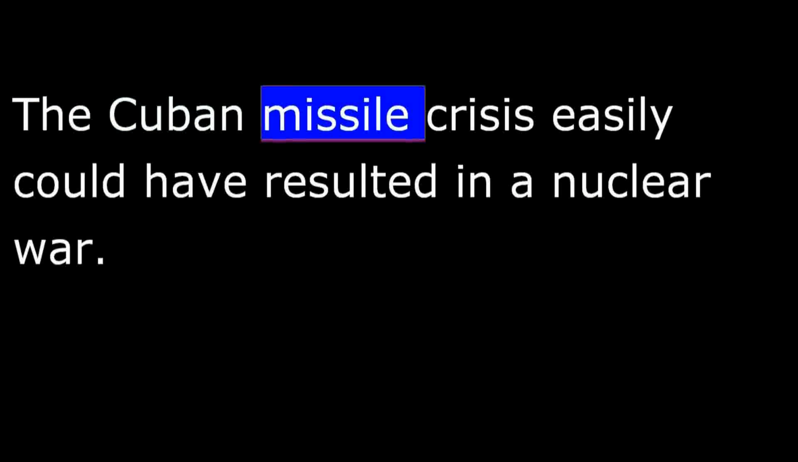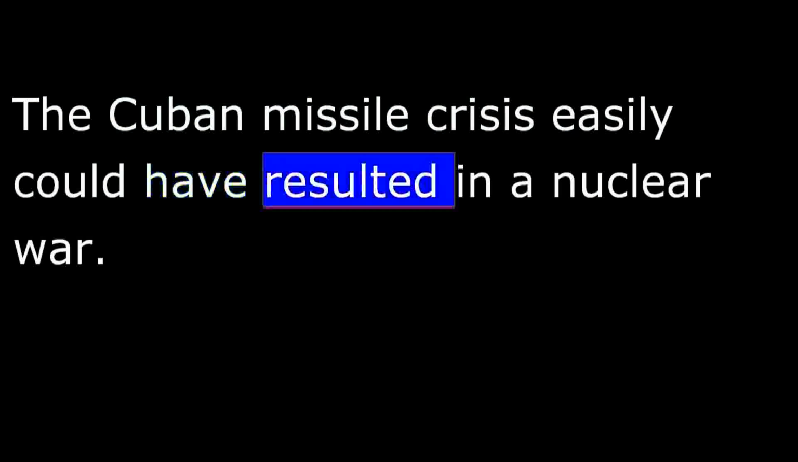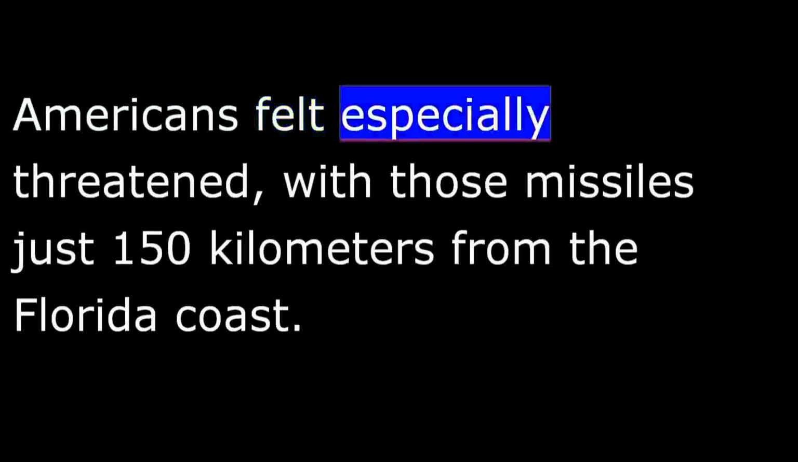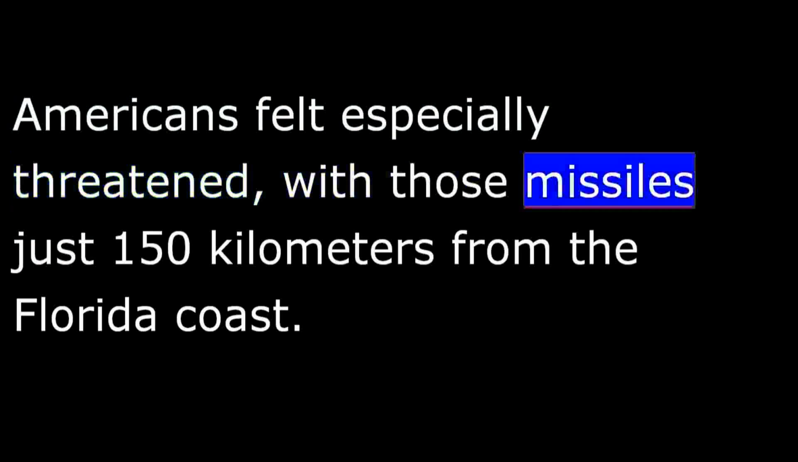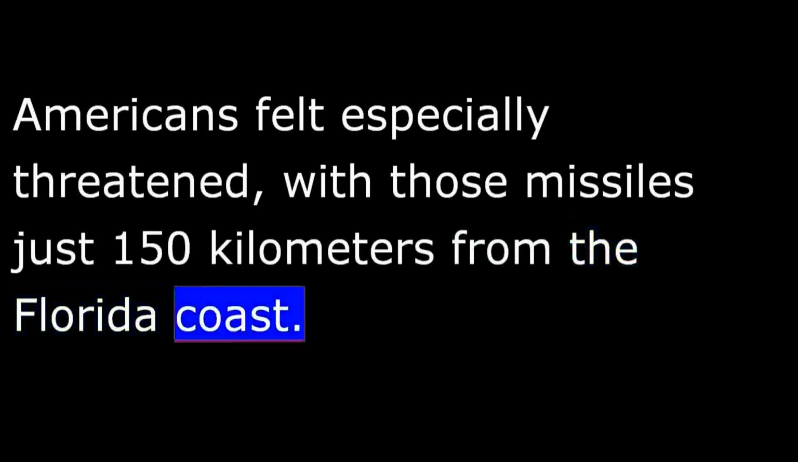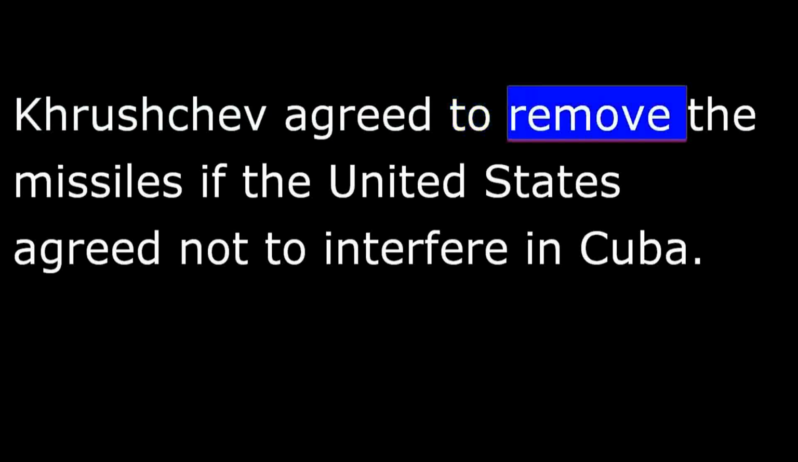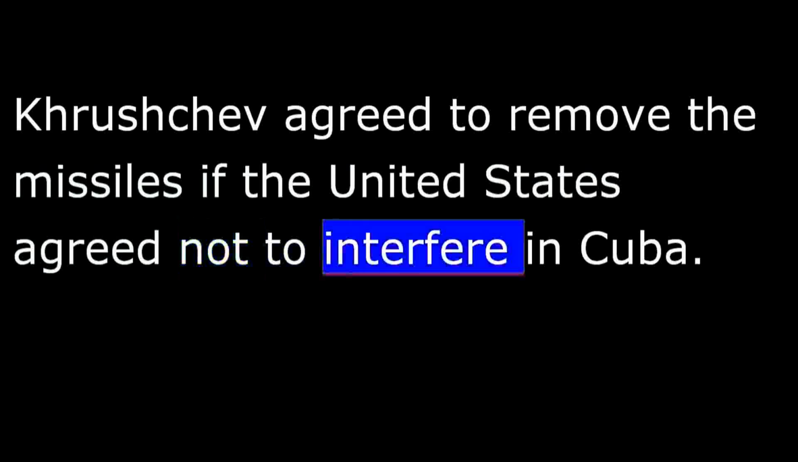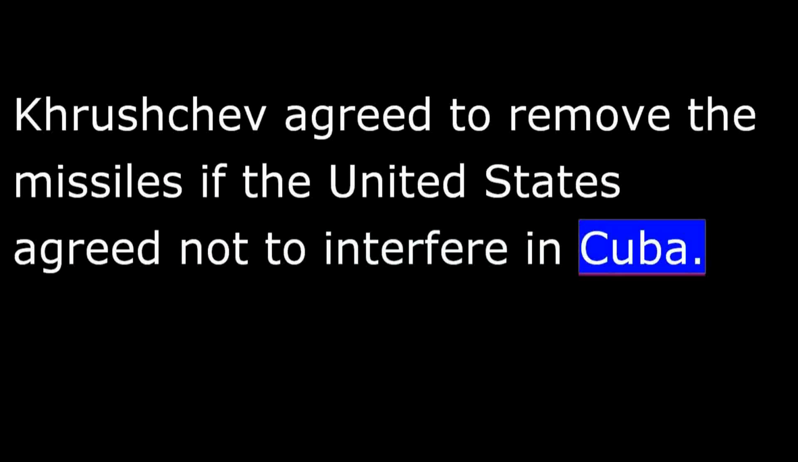The Cuban Missile Crisis easily could have resulted in a nuclear war. Americans felt especially threatened with those missiles just 150 kilometers from the Florida coast. But the crisis ended after a week. Khrushchev agreed to remove the missiles if the United States agreed not to interfere in Cuba.